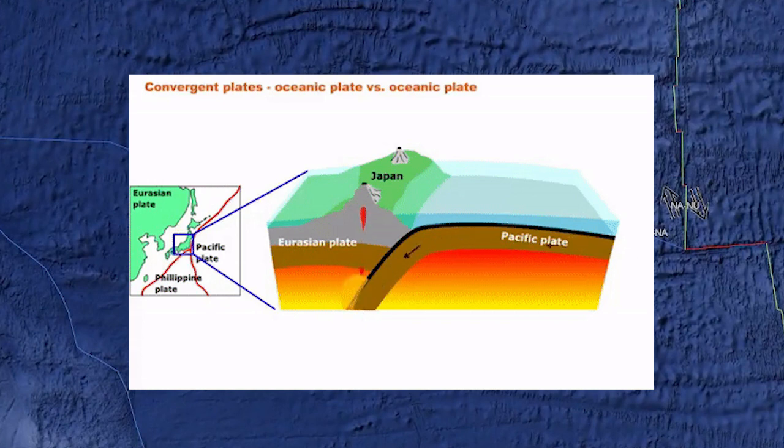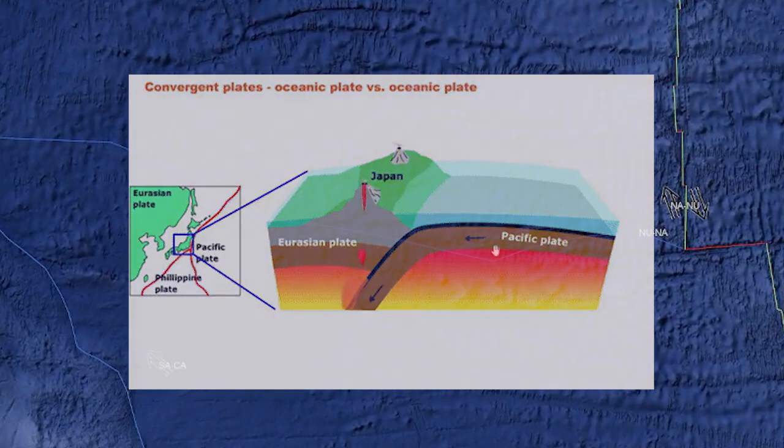And essentially, one has to submerge, and the one that is less dense submerges, causing the rock to heat up and the magma to rise, forming mountains. And these mountains are usually volcanic because of the convergent boundary.